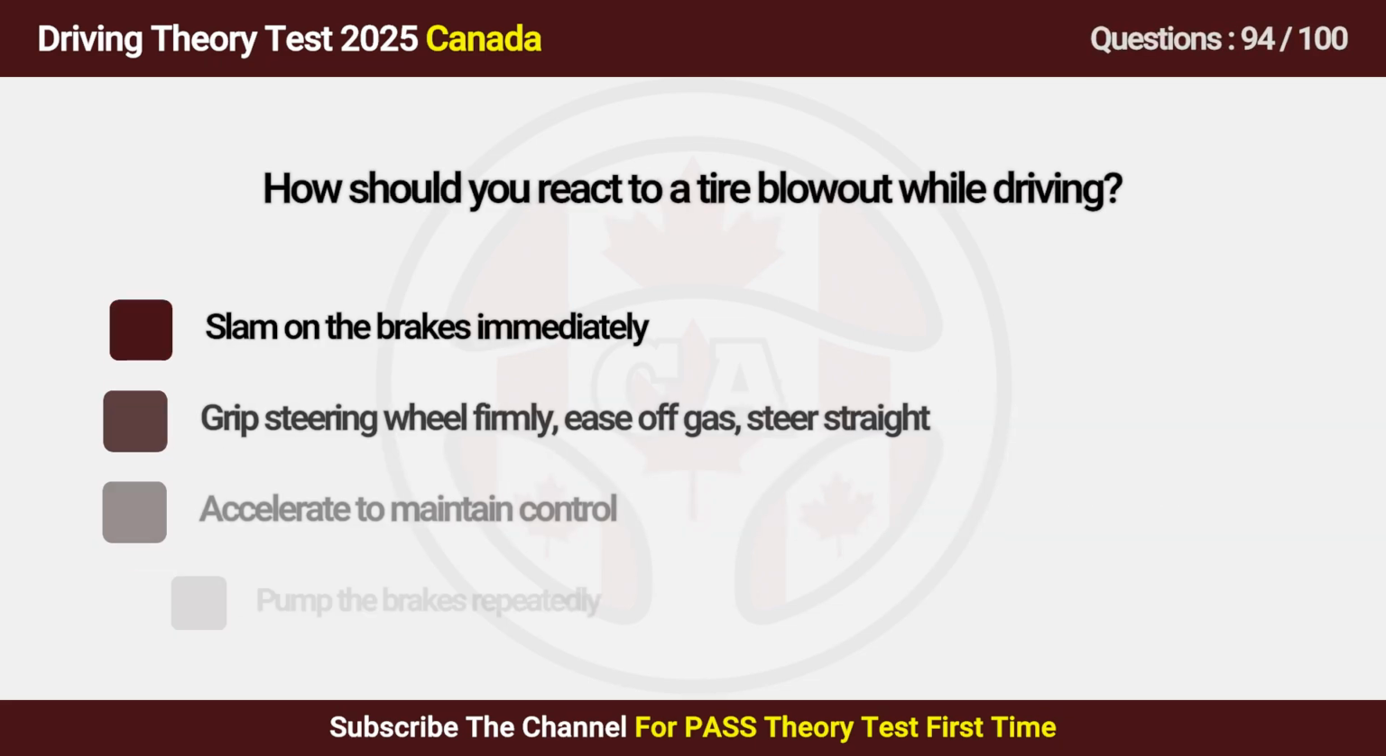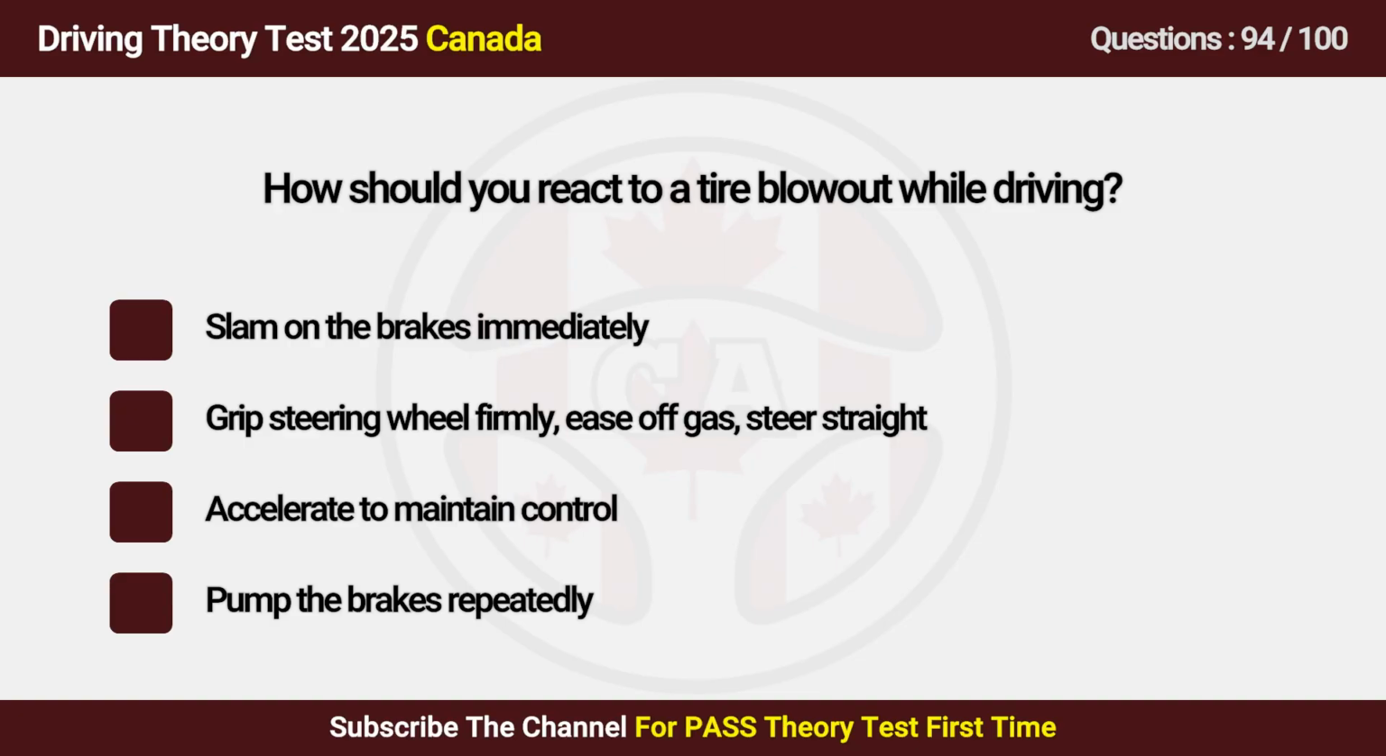Question 94. How should you react to a tire blowout while driving? A. Slam on the brakes immediately. B. Grip steering wheel firmly, ease off gas, steer straight. C. Accelerate to maintain control. D. Pump the brakes repeatedly.